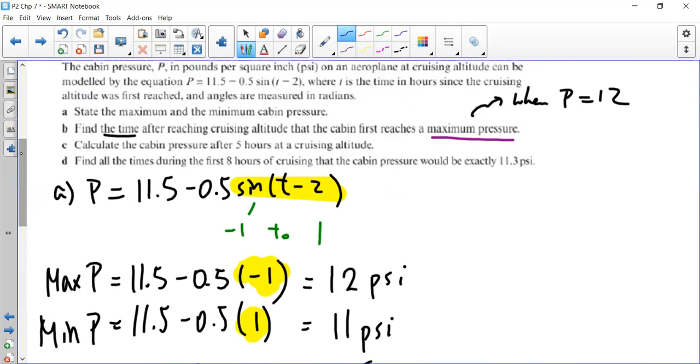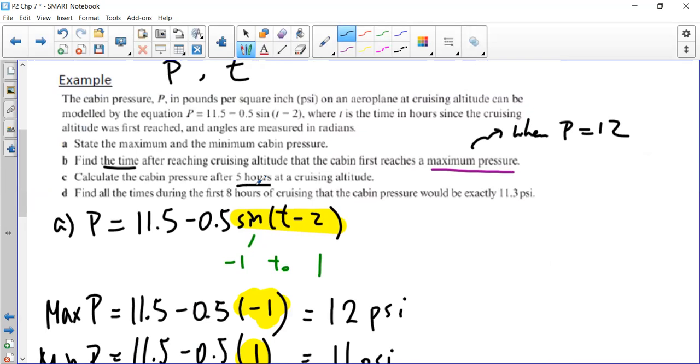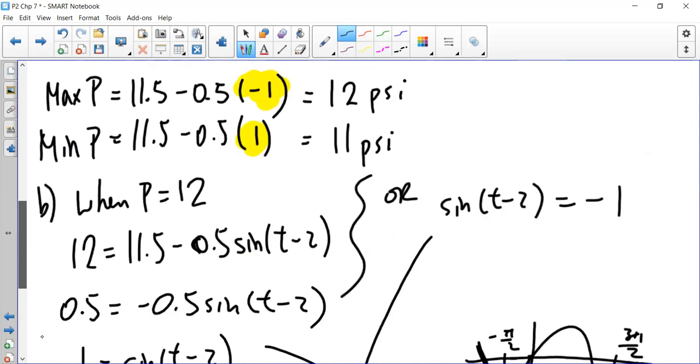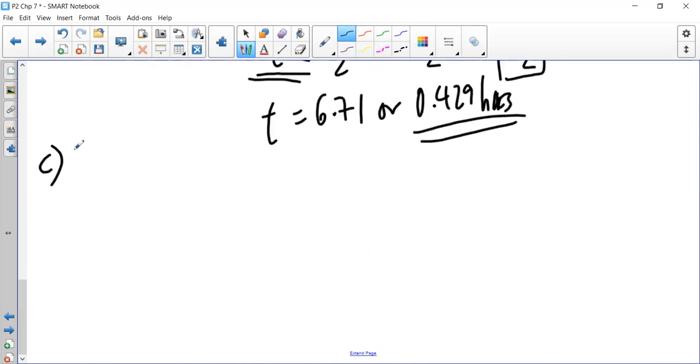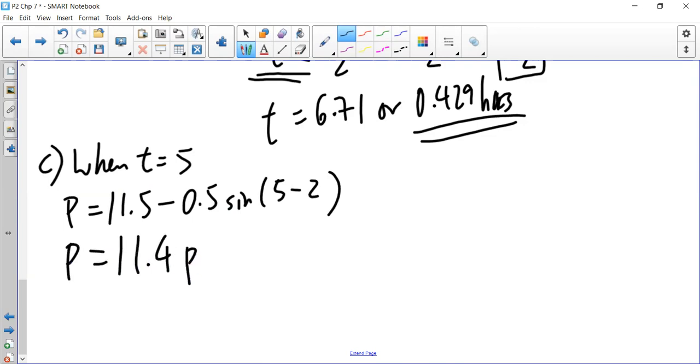Part C, calculate cabin pressure after 5 hours. Again, P and t are your variables. You're given 5 hours, which means that's t. So when t equals 5, we use the same equation again, but this time we substitute t equals 5. P equals 11.5 minus 0.5 sine(5 minus 2). Plug it in the calculator, and you get P equals 11.4 psi.